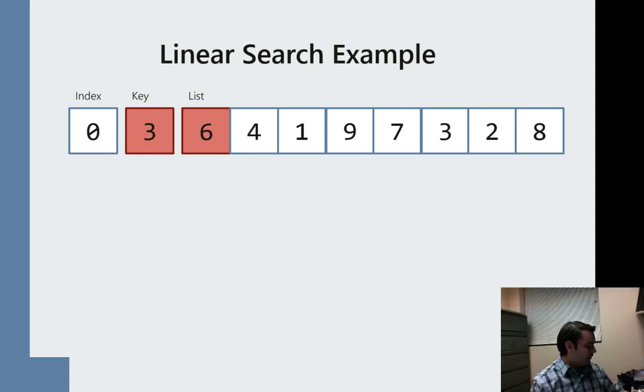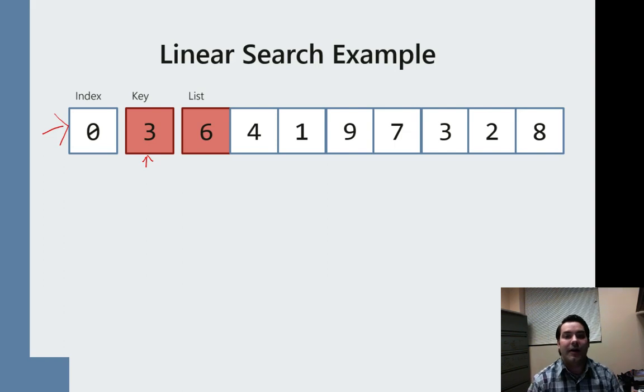Now, all that happens with a linear search algorithm is I have some given key that's presented before I go through my loop. And then I literally am going to go through element by element until I find that element. And when I do, I'm going to return the index of that element.